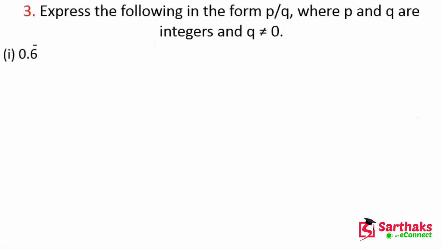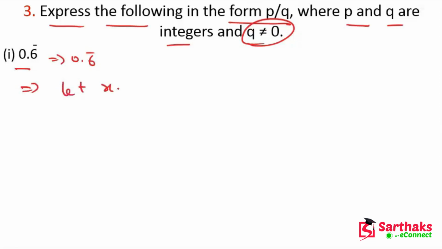So now the next question is, express the following in the form of P upon Q, where P and Q are integers and Q is not equal to 0. The first question is 0.6 bar. So now let x is equal to 0.6 bar. We have to convert it into the form of P upon Q. This is our first equation. Now we have to find the number of terms which are repeating after the decimal. This is only one term, because we can write 0.6 bar as 0.6666 and so on.